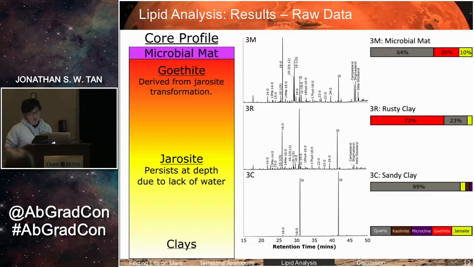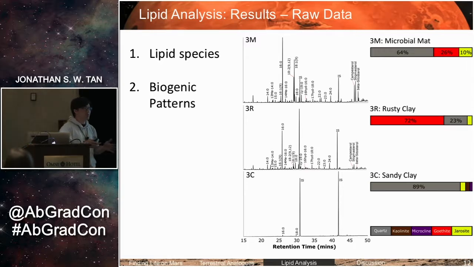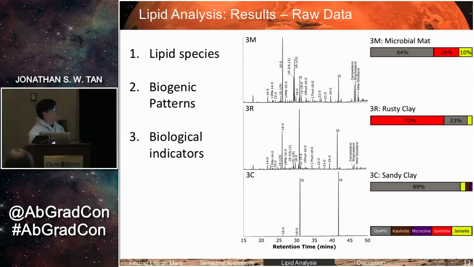So what do we want to find out from this GCMS data? Well, obviously, we want to figure out what lipids are being preserved. Secondly, we want to figure out if there are any patterns in lipid preservation that would be able to distinguish them from abiotic sources. We then want to figure out what these biomarkers can tell us about the organisms living in these environments. And lastly, we want to figure out if there's a preservation bias. Are some lipids better preserved than others, and what are the factors that affect them?